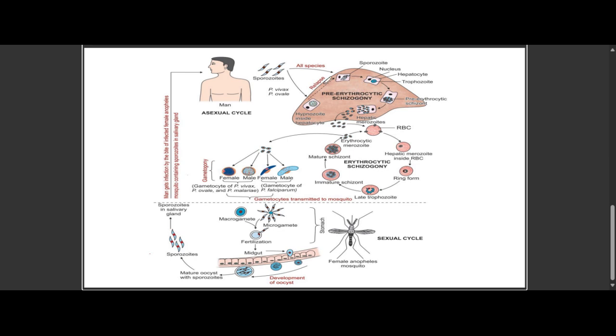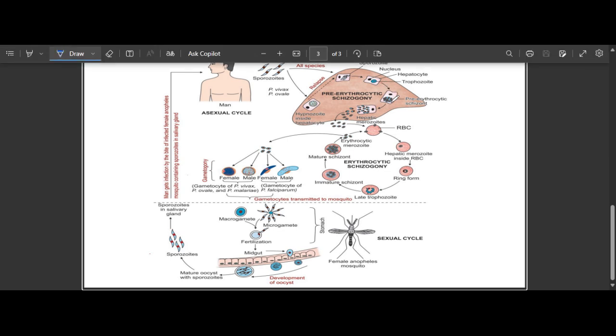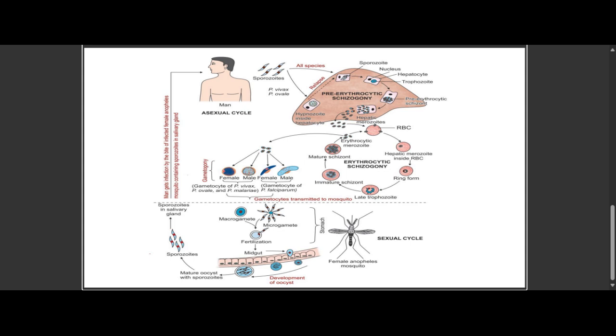Once these sporozoites have entered the liver cells, they mature and multiply into merozoites. Some go straight there and mature and form merozoites. But there are others: some species such as P. vivax and P. ovale can form what we call hypnozoites, which will remain dormant. These dormant hypnozoites are the ones which can cause relapse later.